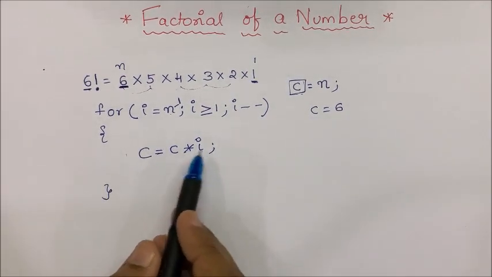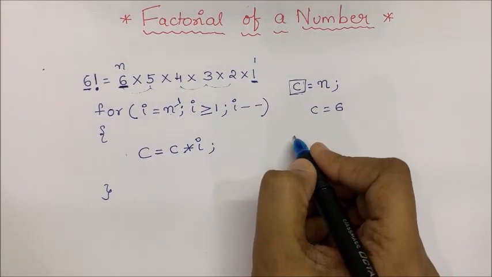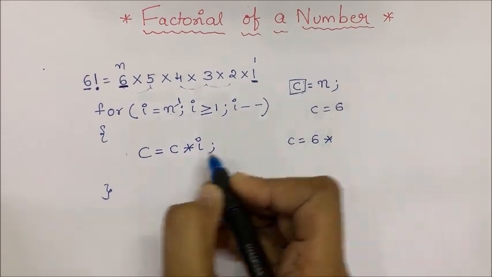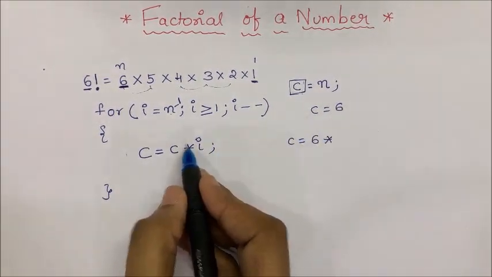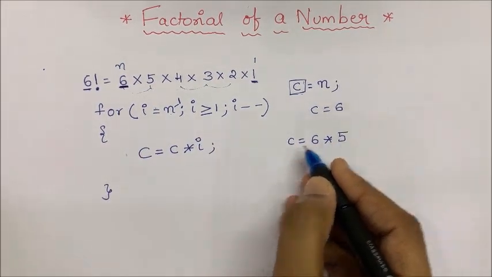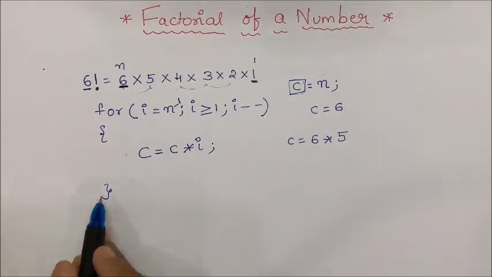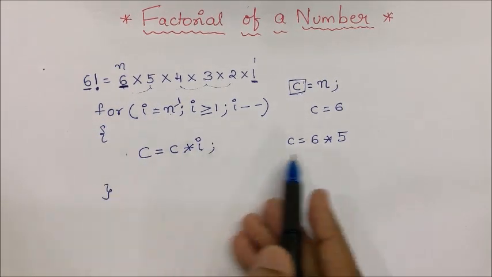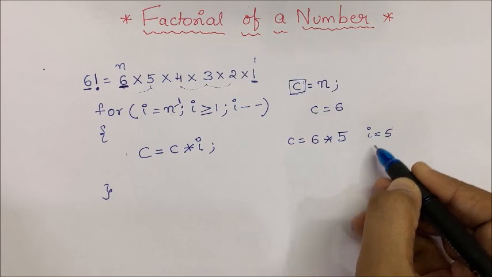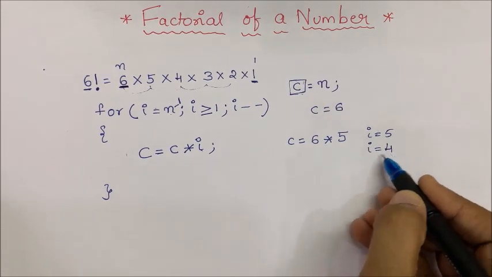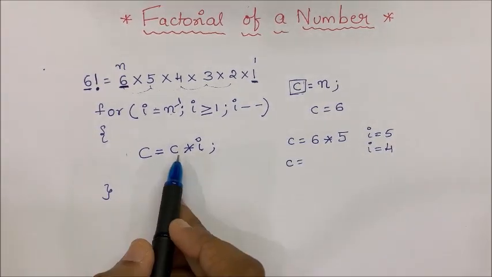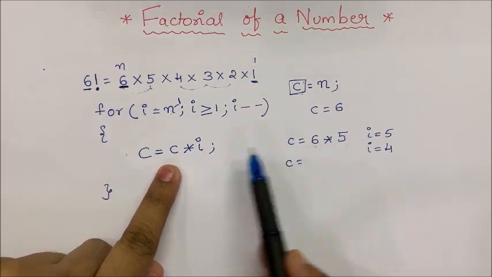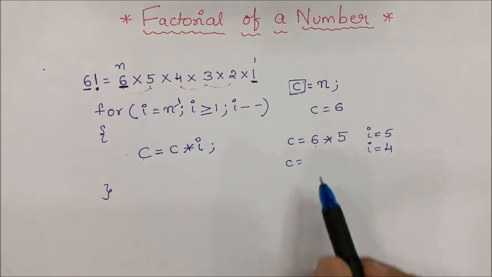And this will be the first iteration. So in the first iteration, the C value stores 6 into 5, since the C value is already 6 and the I value is n minus 1, that is 5. And for the second iteration, the I value will be 4. Here the I value is 5 before, and for the I value 4, what is the previous value of C? Previous iteration value, 6 fives are 30. So 30 is stored in C.